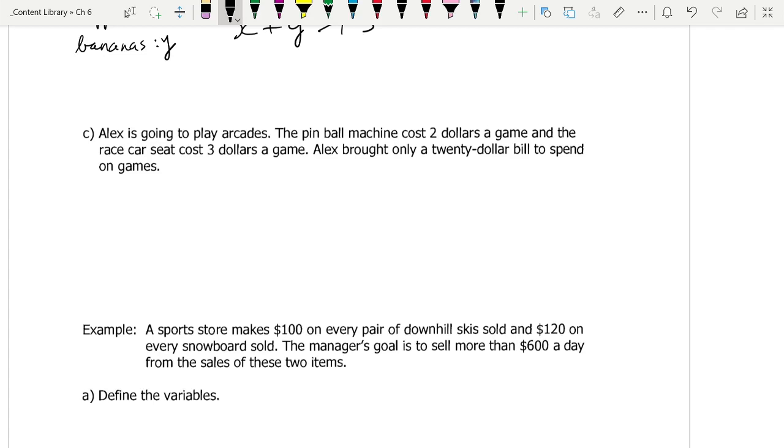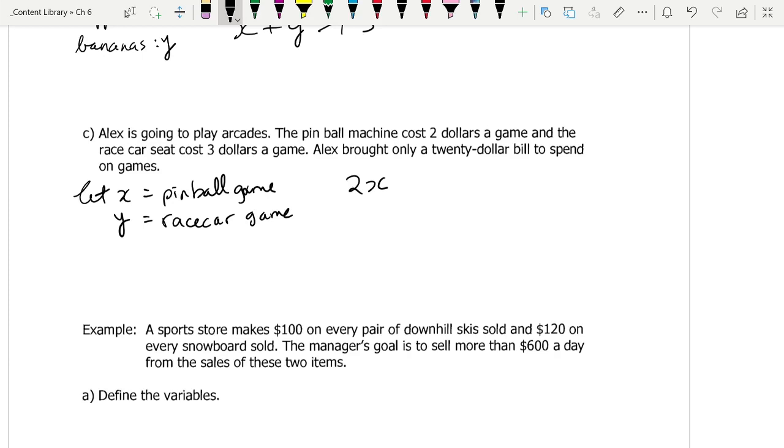Alex is going to play at the arcade. The pinball machine costs $2 a game. And the race car seat, I think race car is one word too, costs $3 a game. So think about this. We will let X equal the pinball game, and we'll let Y equal the race car game. If he plays the pinball machine once, it's $2. Twice, it's $4. 3 times, it's $6. What if he plays X times? 2X.